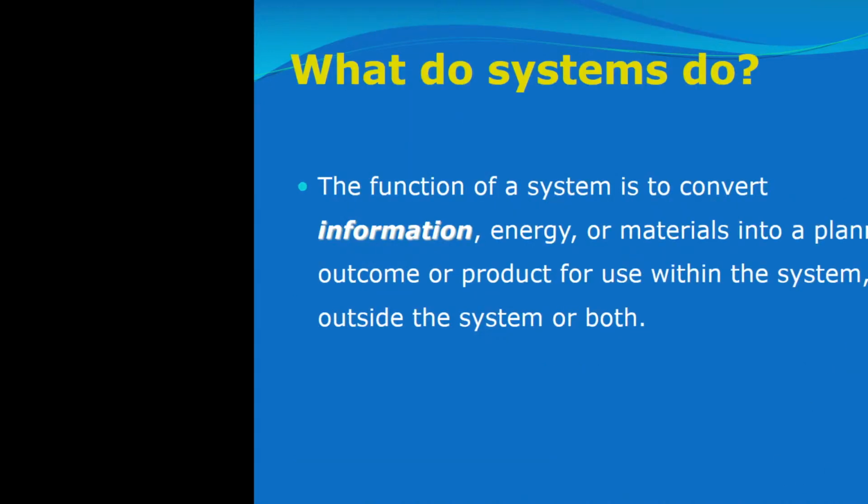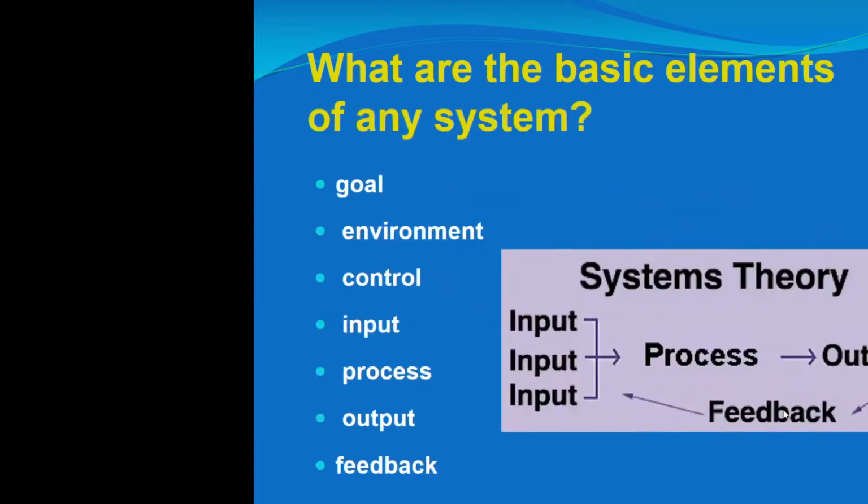After the classified systems, we need to understand what those systems do. The function of a system is to convert information, energy, or materials or resources into a planned outcome or product for use within the system, outside the system, or both. At the next slide, you see the structure of any type of system.